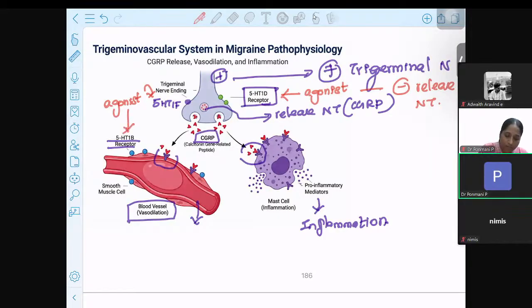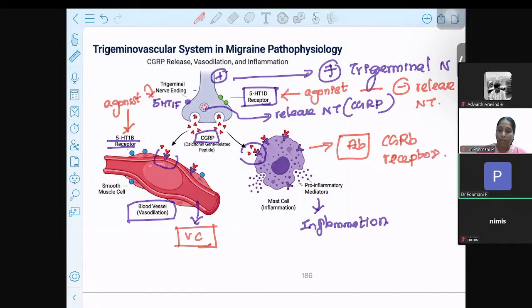And here, also, if you give a 5-HT1B receptor agonist, what happens? It will lead to vasoconstriction. And the third thing is you can give an antibody against the CGRP receptor. If you give an antibody, the CGRP cannot go and bind here. Otherwise, you can give an antagonist against the CGRP.